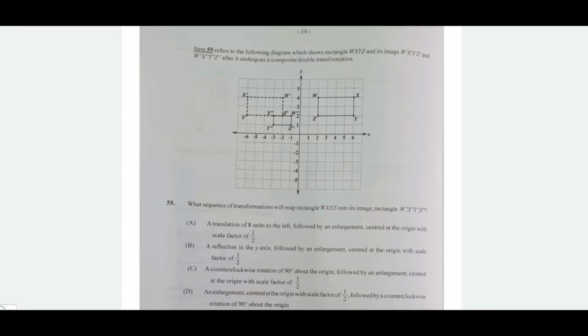Alright, so this obviously looks like a reflection from W to W prime here, because they have equidistance from the mirror line, which is Y. So we can see that clearly. 1, 2, 3, 4, 5, 6, 7. Hold on, let's check again. So from X, 1, 2, 3, 4, 5, 6, and 1, 2, 3, 4, 5, 6. So yes, equidistance from the mirror line.